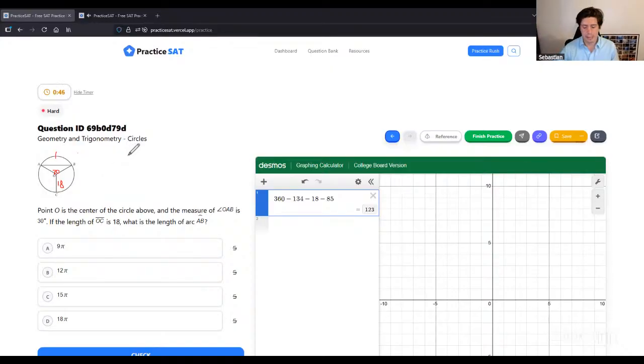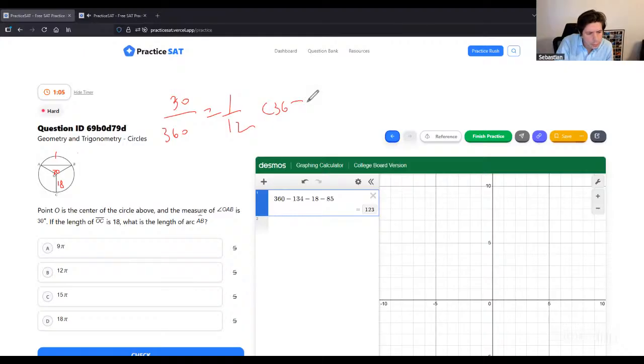So to find that, you would do 30 out of 360, right? It's going to be that little piece, so 1/12 of the circumference. Circumference is going to be 36 pi. Oh, wait. OAB, I was looking at it wrong. This is 30, this is 30, that's 120. So we're going to have 1/3, so it's going to be 12 pi overall. So we have B there.